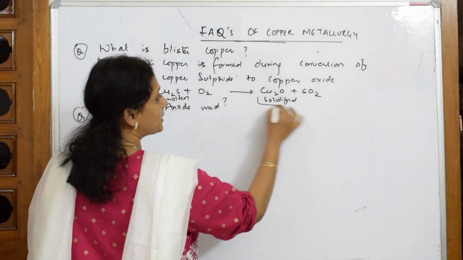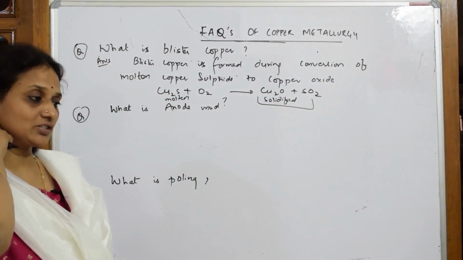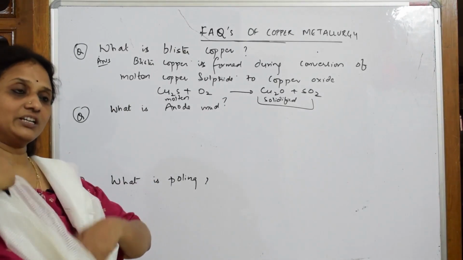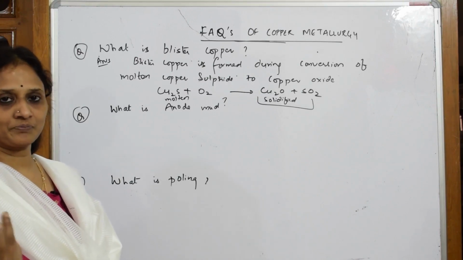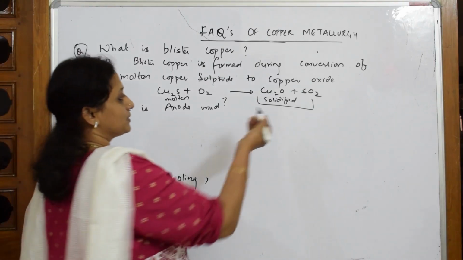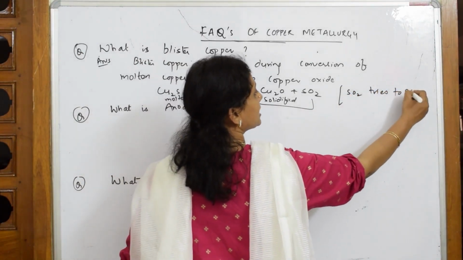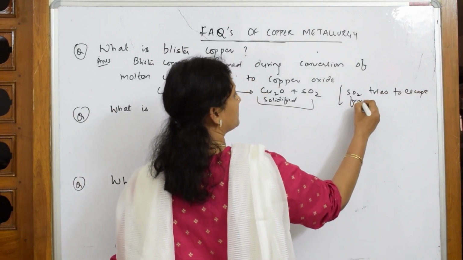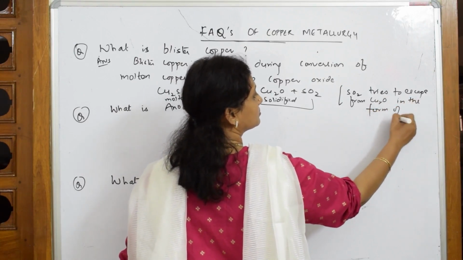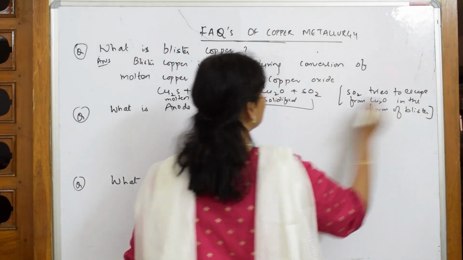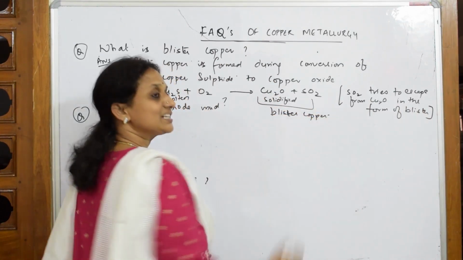Solidified part. So when it is trying to solidify, sulfur dioxide comes out in the form of blisters. It tries to escape out from the copper metal, and when it is trying to escape, it tries to form blisters or bubble type on that copper metal. That's why we call it blister copper. So you can write, sulfur dioxide tries to escape from copper oxide in the form of blisters, hence called blister copper. That's it, which is 98% pure.